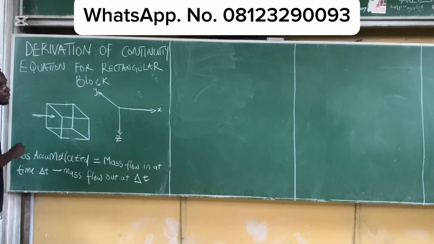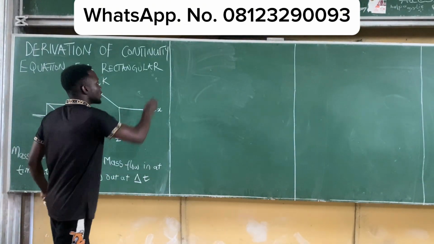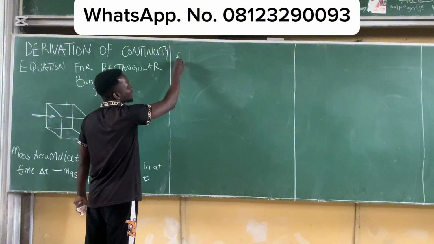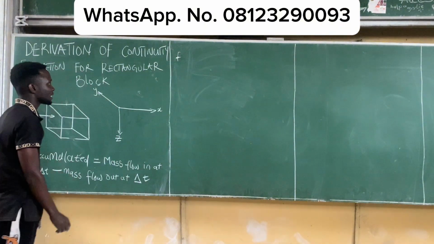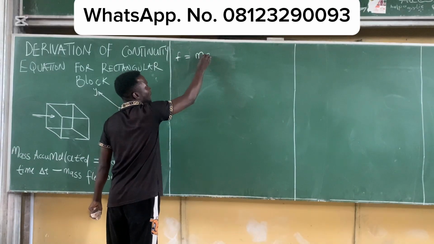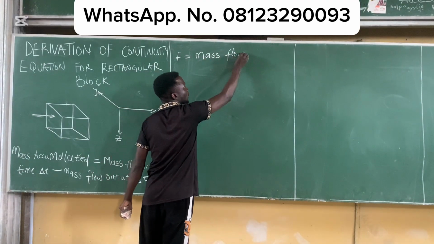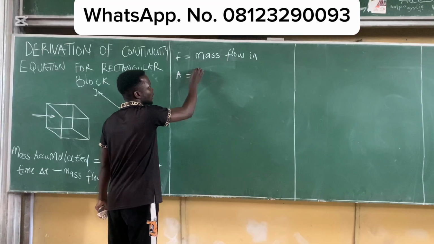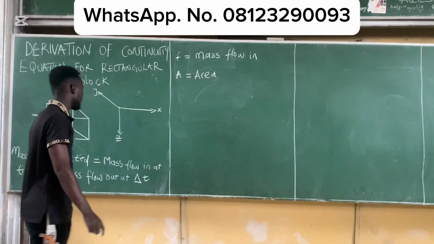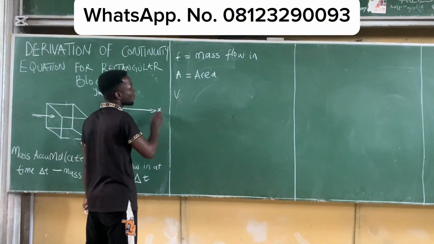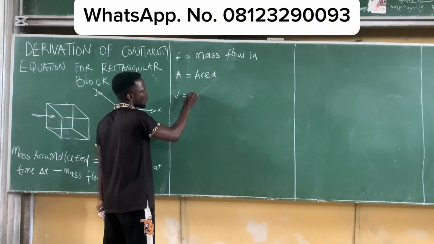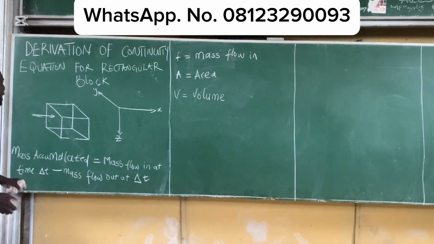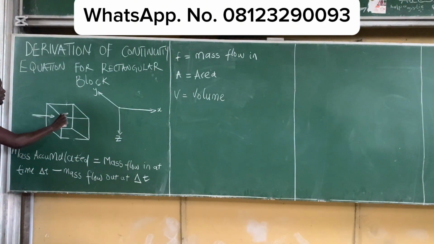Delta T. Now, what is the formula for the mass flows in? Let's denote the mass flow in as F. Then let's describe the area of the block as A, and the volume of the block as V.